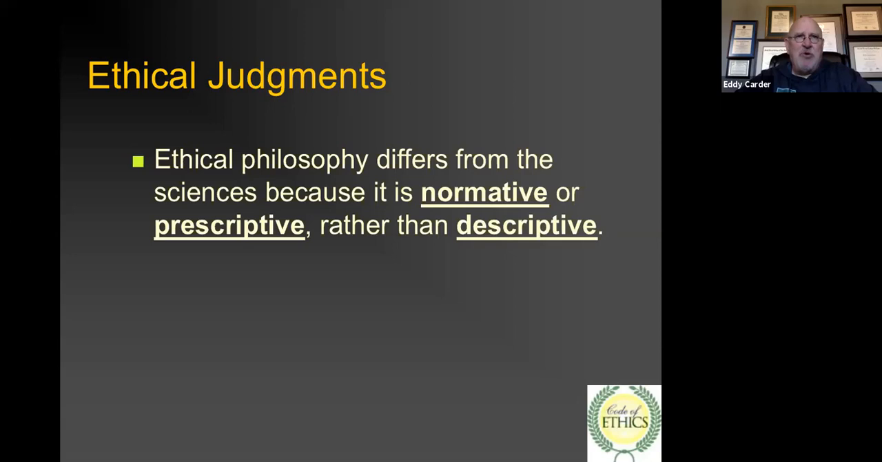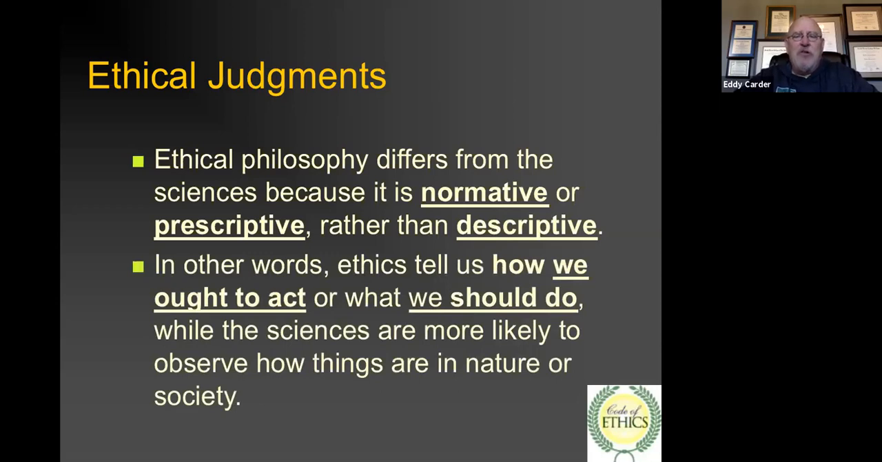We're telling them how to act. So those different categories are important. Next, in other words, ethics tells us how we ought to act. I should say prescriptive or normative ethics tells us how we ought to act or what we should do, while the sciences are more likely to observe how things are in nature and society.